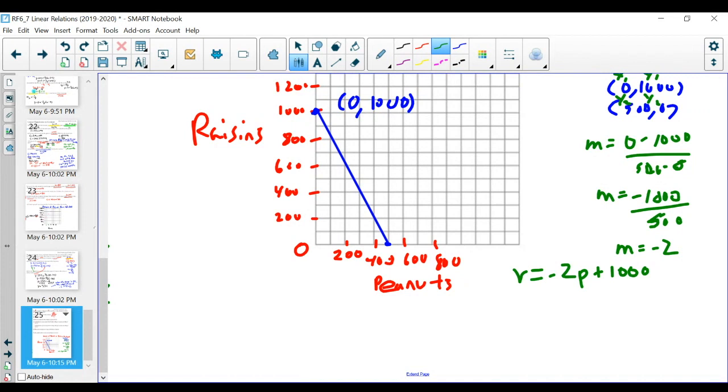Now, if we want to make sure that we have general form, if we take p as our x value, and we know that it's going to be our x, or our independent variable, because it's on our x-axis, we're going to move everything to the left side here. So we're just going to add 2p to both sides, and we're going to subtract 1000 from both sides. All right, so we have 2p plus r minus 1000 is equal to 0. So that would be our equation in general form.